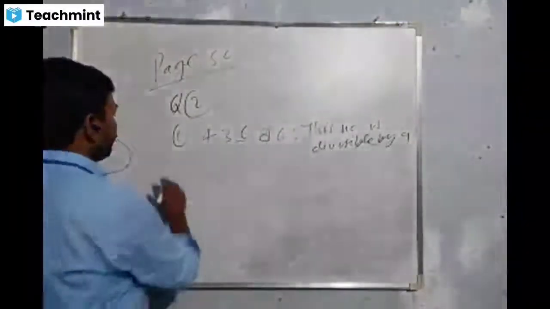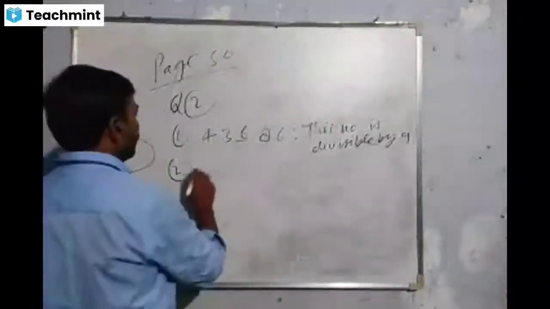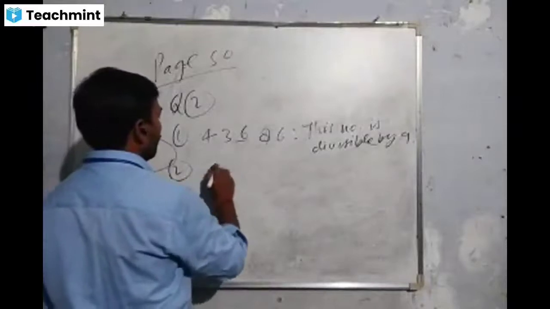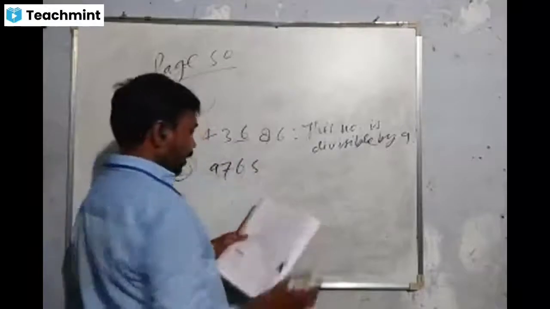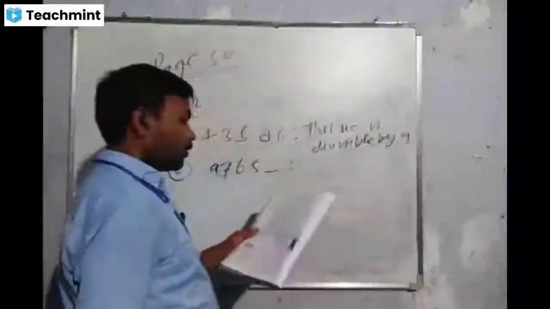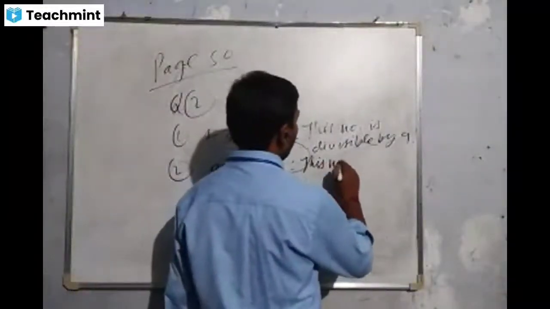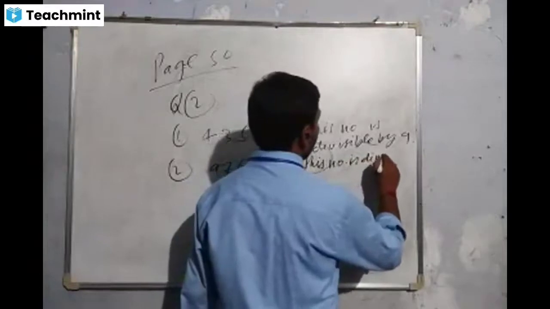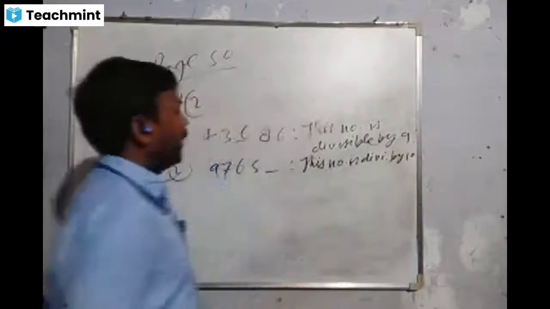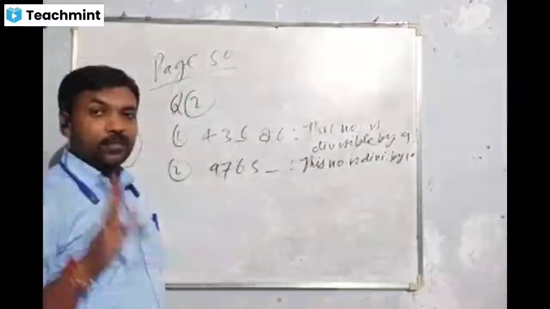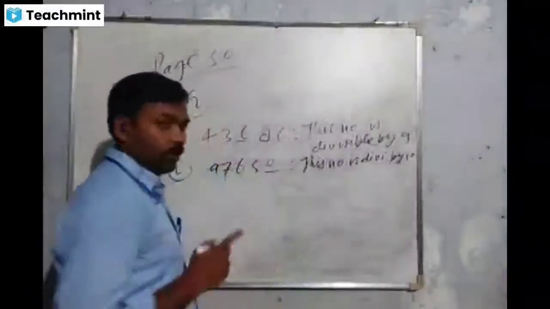And the second one, here given 9, 9, 7, 9, 7, 6, 5, and here a blank, and it says this number is divisible by 10. Divisible by 10. So you know that if the last digit is 0, then the number is divisible by 10. So very simple, here 0 should be filled.